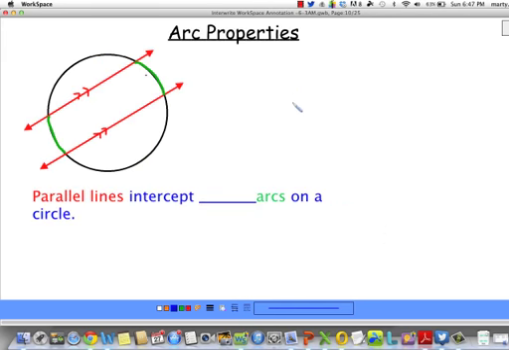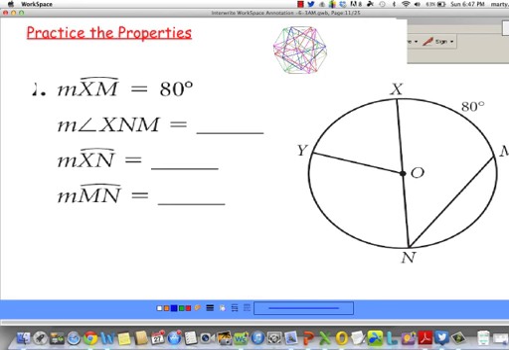Parallel lines intercept congruent arcs on a circle. If you think about the idea of parallel never intersecting, they're going to have to go through an arc that's going to be the same. So if this is 32 degrees, this one over here would have to also be 32 degrees. Some practice that we can get through here.